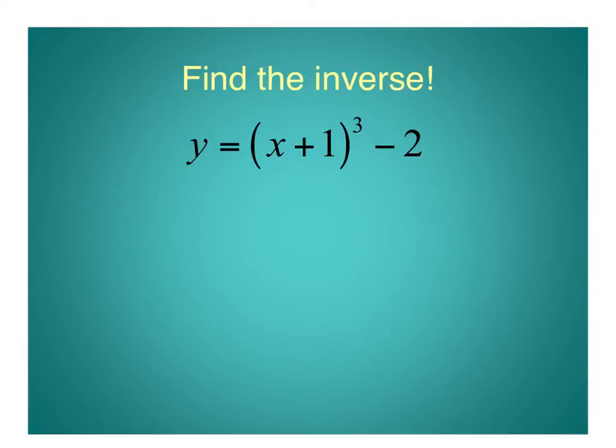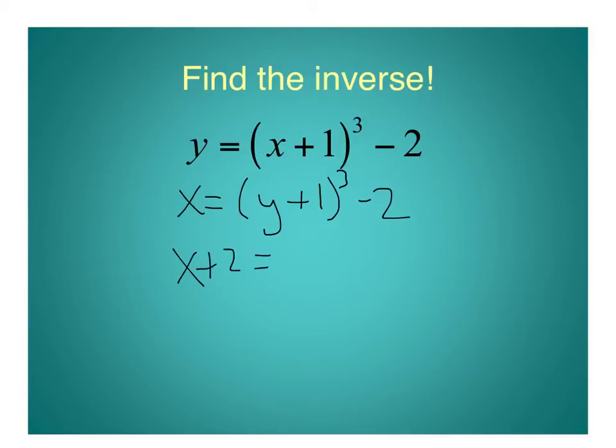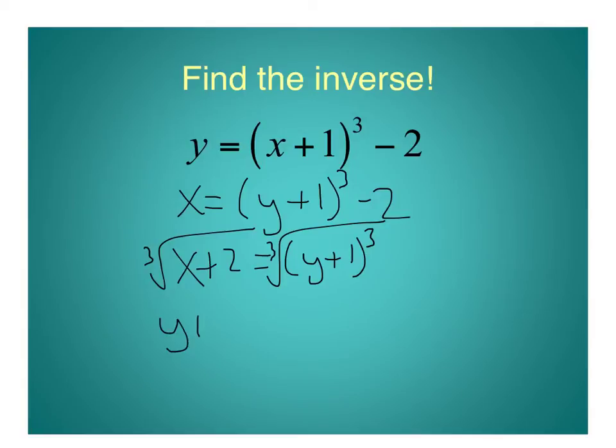Last example. Once again, switch the x and y's. X equals y plus 1 cubed minus 2. Add the 2, we get x plus 2 equals y plus 1 cubed. Well, now we got a cube root. So I have y plus 1, I like writing this on the other side, equals the cube root of x plus 2.